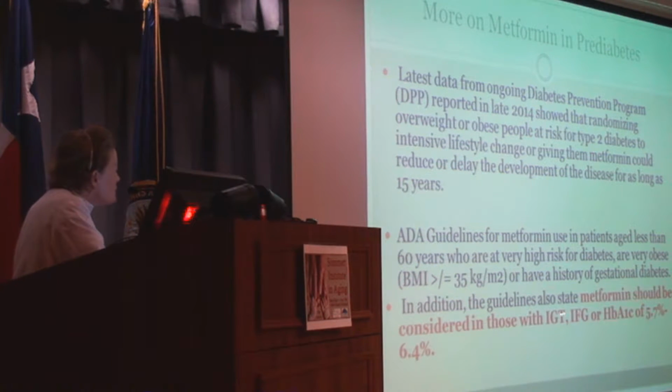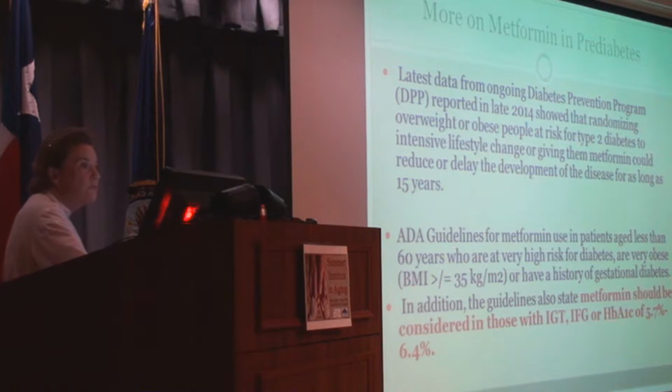Because of the reevaluation of this data from the DPP trial, finally, we have the recommendation to treat patients in this pre-diabetic or borderline diabetic group with metformin. So the recommendation now is to use metformin in those individuals with impaired glucose tolerance, isolated impaired fasting glucose, or an A1C of 5.7% or higher, 5.7 to 6.4. Remember the other study that showed individuals with an A1C above 5.8 were at increased risk for heart disease.